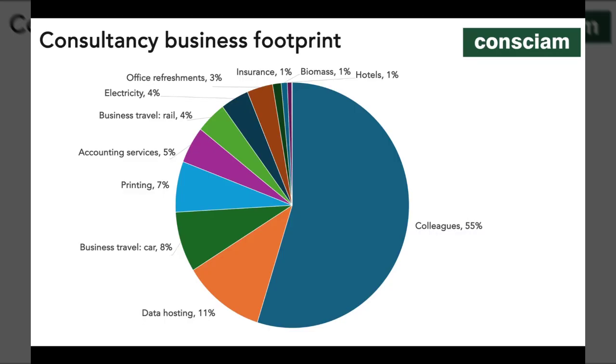Now, this company outsources a lot of its work to external colleagues, and we can see over half of their footprint is made up by those external factors, and then some of those other things, data hosting and printing and accounting, and electricity being a tiny, tiny bit. So really, really important.